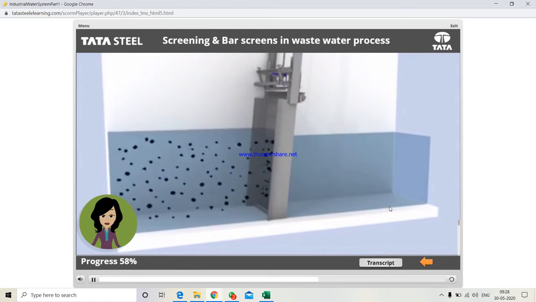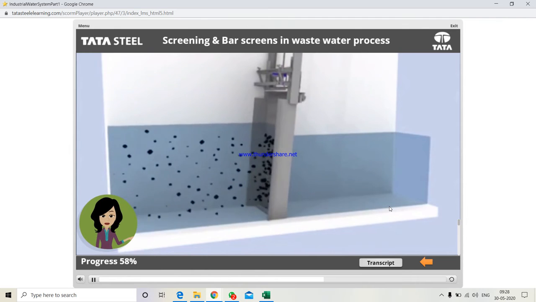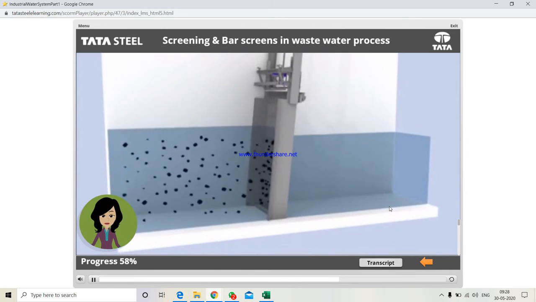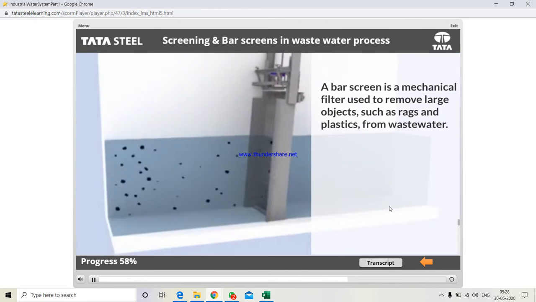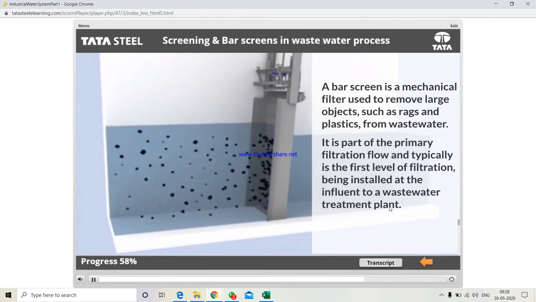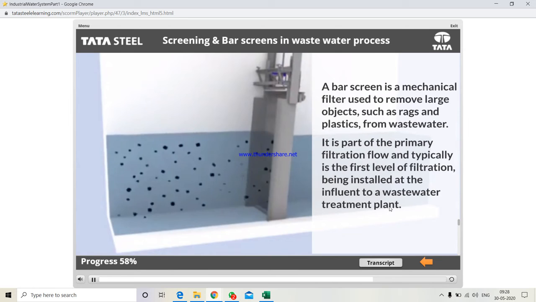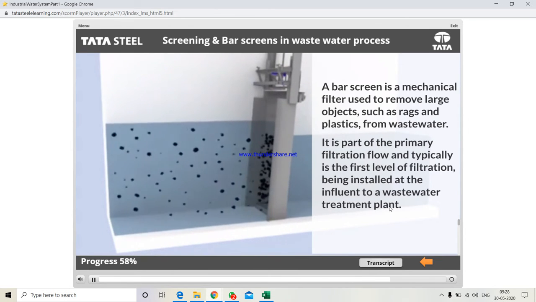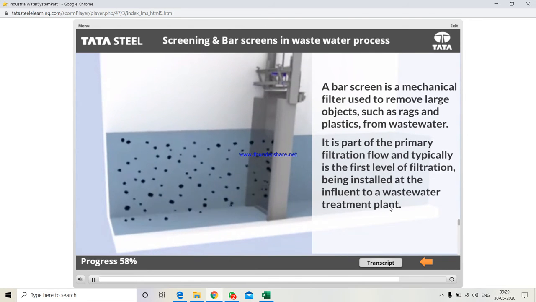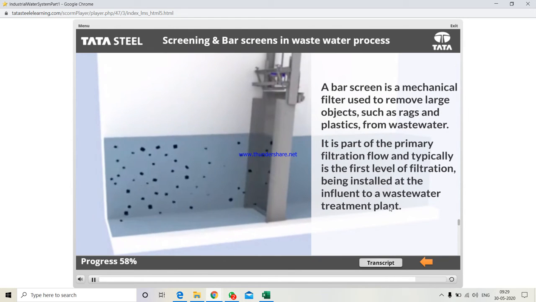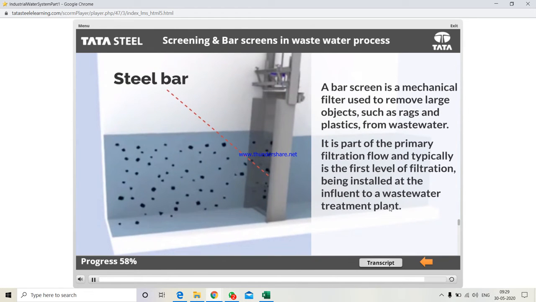Here is the layout of bar screens. A bar screen is a mechanical filter used to remove larger objects such as rags and plastics from wastewater. It is part of the primary filtration flow and typically is the first or preliminary level of filtration, installed at the influent to a wastewater treatment plant. They typically consist of a series of vertical steel bars spaced between 1 and 3 inches apart.